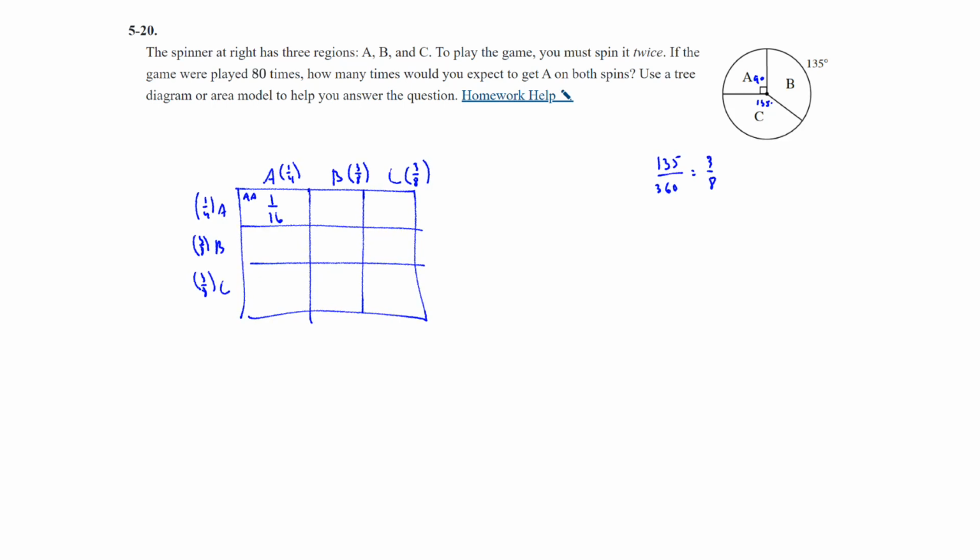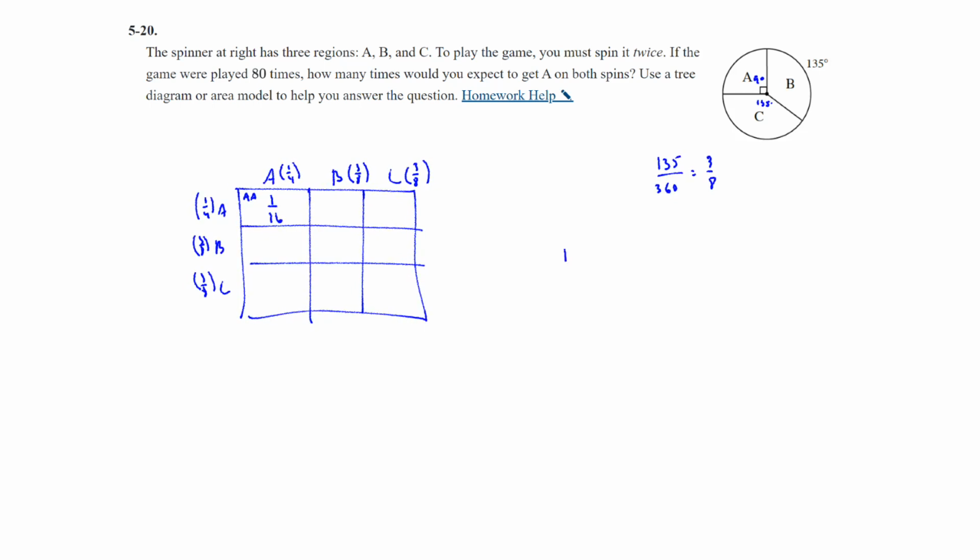Now, the question goes beyond that. It says if the game were played 80 times, how many times would you expect to get A on both spins? So I'm not going to fill in the rest of the boxes because I don't need them for this, but how do I find out of 80 spins if I'm going to win 1/16 of the time? How do I answer that question?